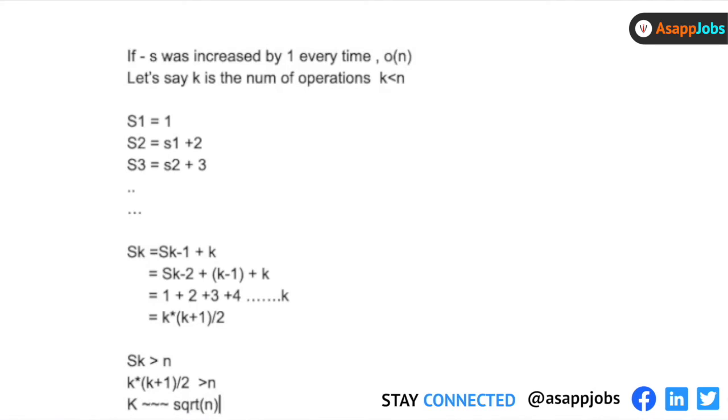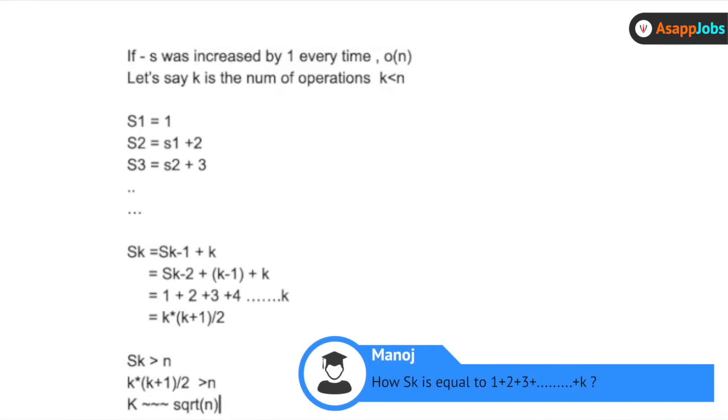Makes sense, guys? Any question on this? Are we good? Because we have to solve many questions. Any problem? Any doubt? Yeah, Vishwa, that this line 1 plus 2 plus 3 plus 4 and k. Like how we assume that sk is going to reduce.